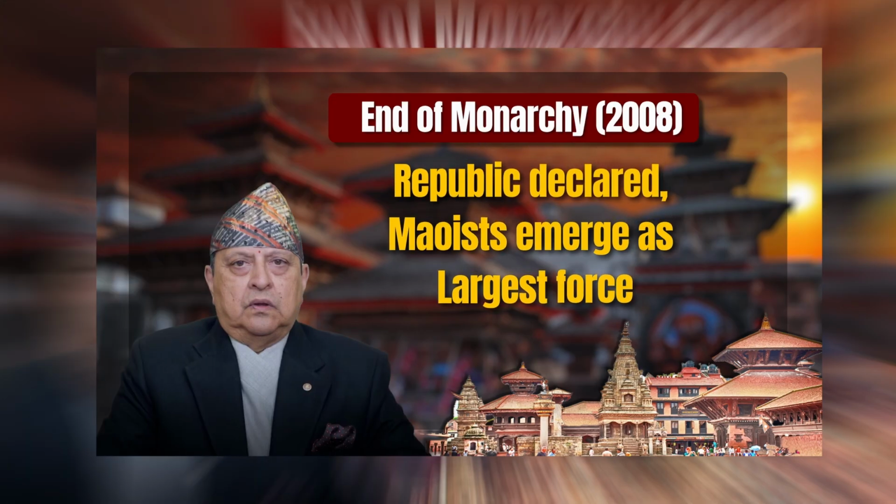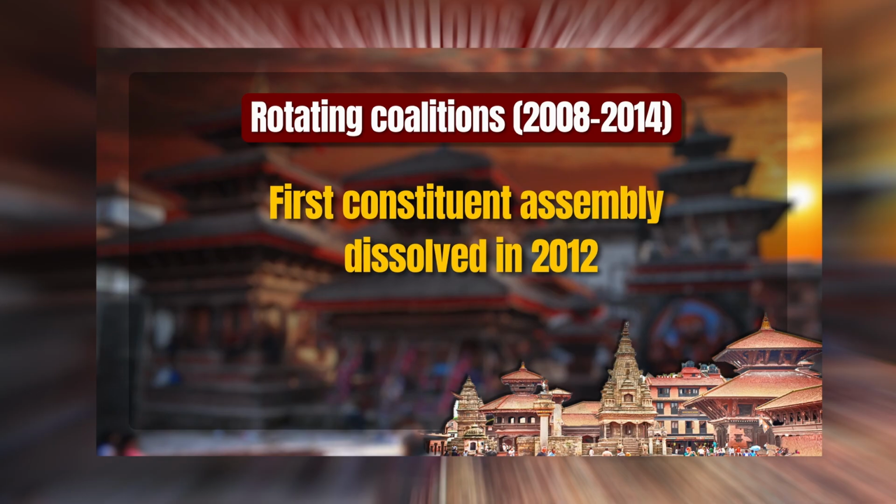On 28 May 2008, Nepal's newly elected Constituent Assembly voted to abolish the 240-year monarchy and declare a federal democratic republic. The Maoists, fresh from a decade-long insurgency, were the largest party and led the first post-monarchy government. The first Constituent Assembly dissolved in 2012, prompting a second assembly election the same year. Governments changed frequently among the Maoists, Nepali Congress and the CPN-UML.